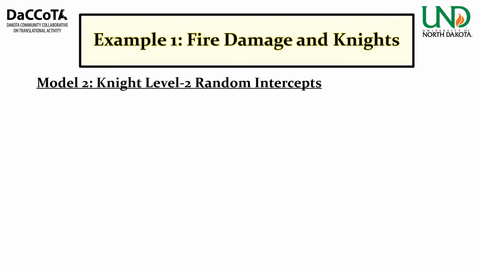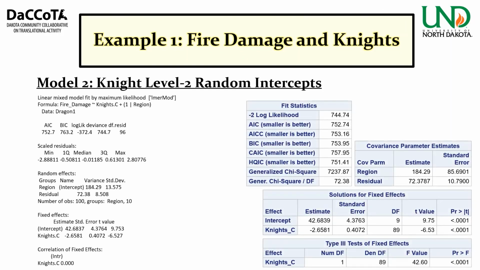Okay, we have our results here. Knights are still negatively associated, though less strong now. There's a fairly poor fit in SAS with chi-square over degrees of freedom. This is a lot higher than 1, but region certainly captured a lot of variance. You can see here that variance in region was over twice that of the residual. So it seems like adding our random effect really did a lot on our behalf.